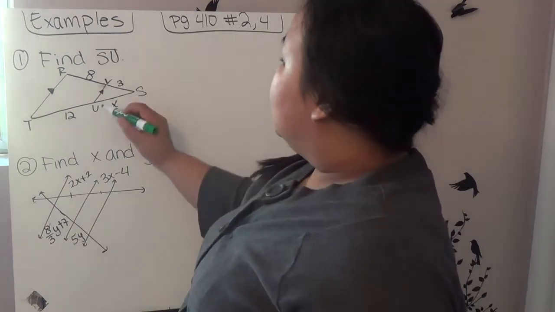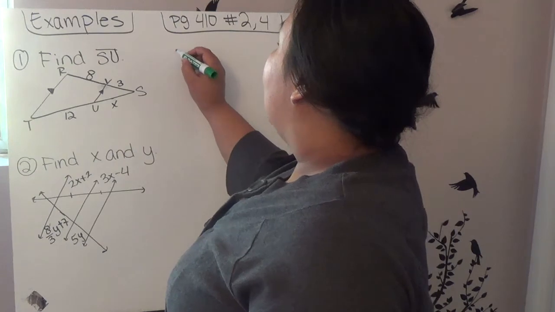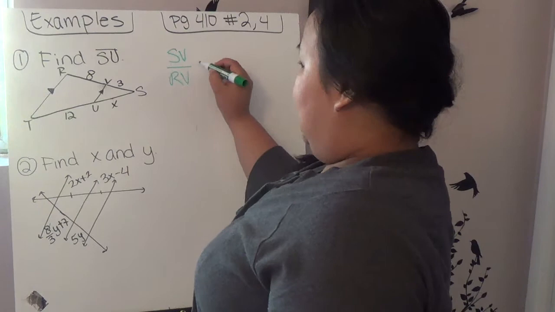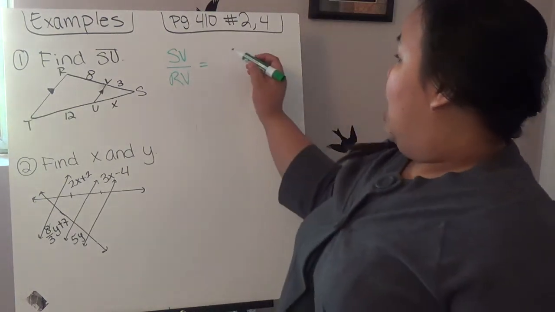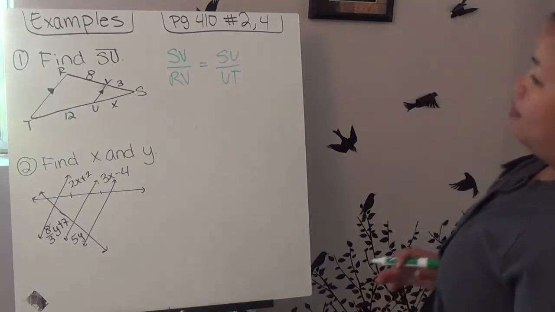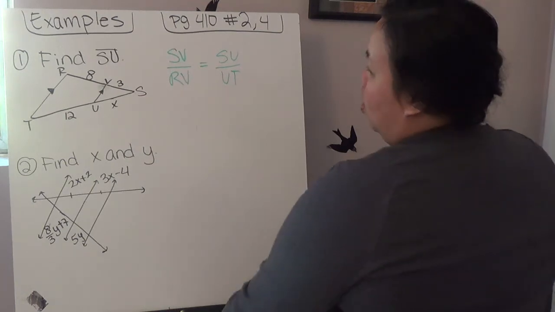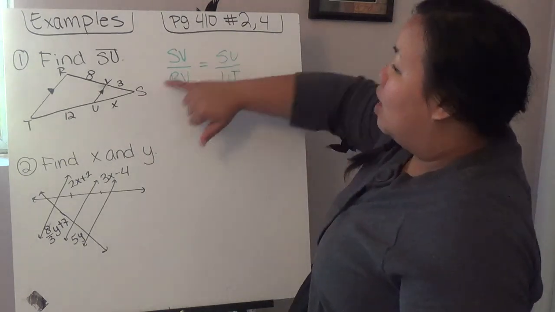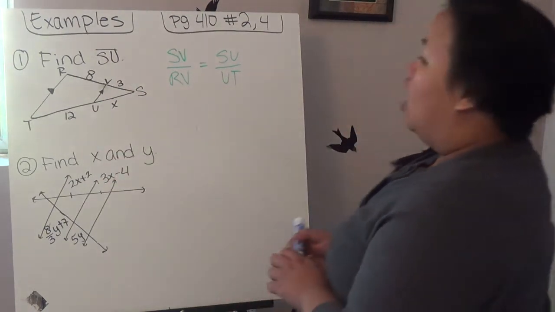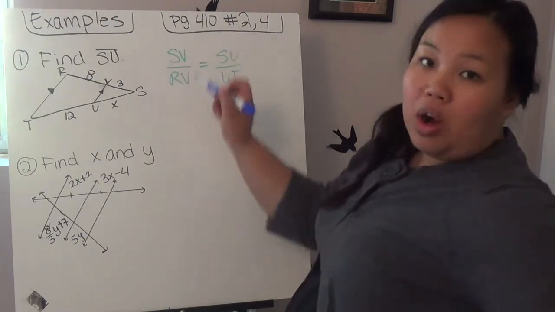It says that if this is parallel to this, then my parts, so that means SV over RV is equal to SU over UT. I have to make sure that I keep the consistency. So if SV comes from the top, I have to do the top for SU, and RV and UT. So in this case, now I just fill it in. This is the most difficult part again.